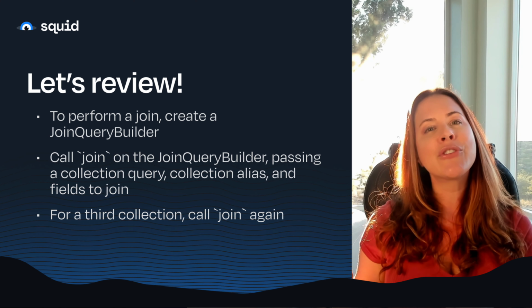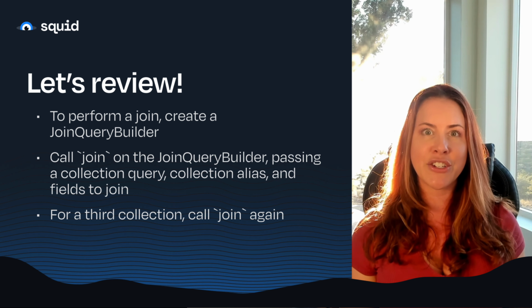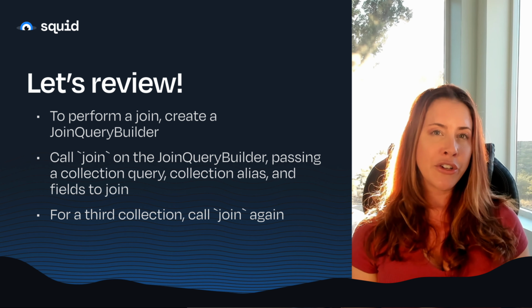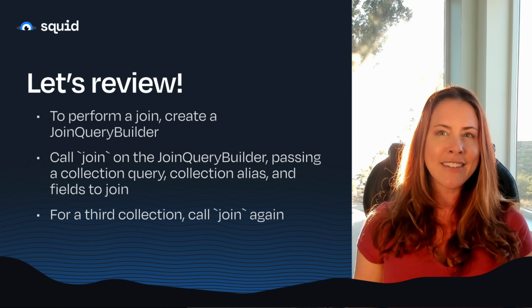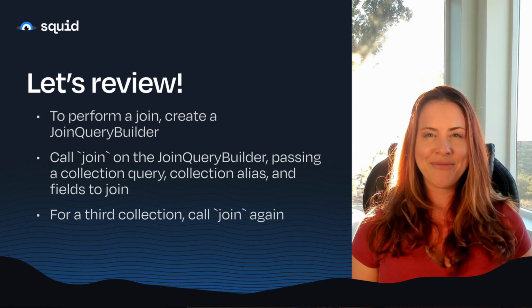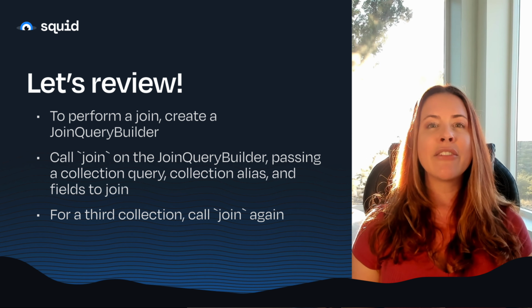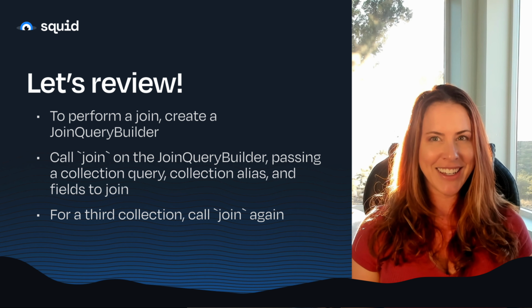I threw a lot of information at you, so let's take a moment to review. To perform a join, first create a join query builder by calling joinQuery on a collection. Call join on your join query builder, passing the second collection query, a collection alias, and the fields on which to join. To join 3 collections, call join again, passing the information of the 3rd collection query.